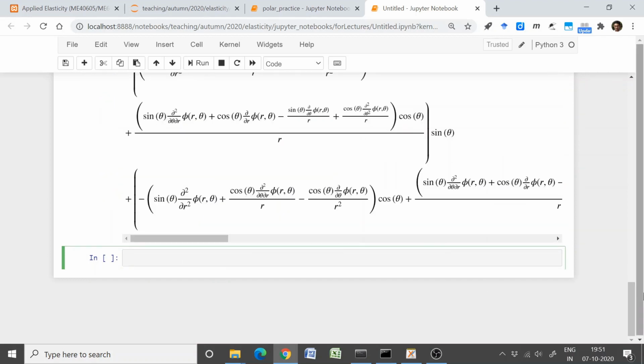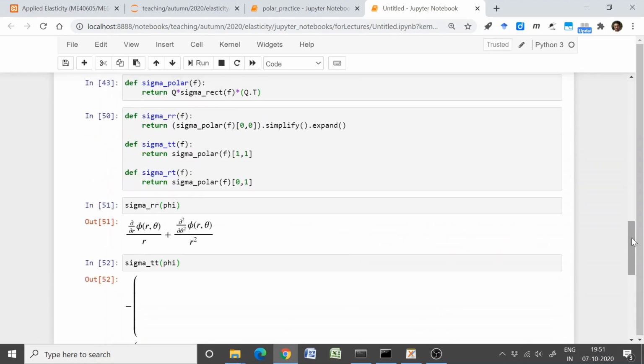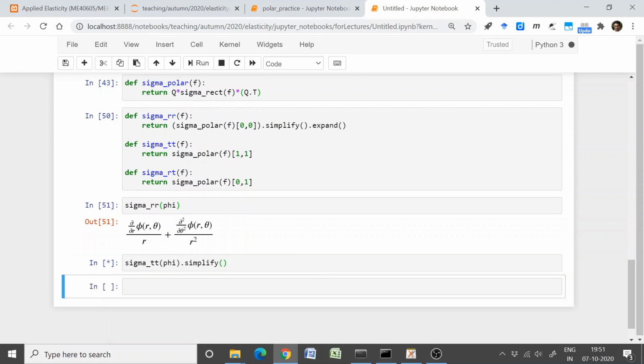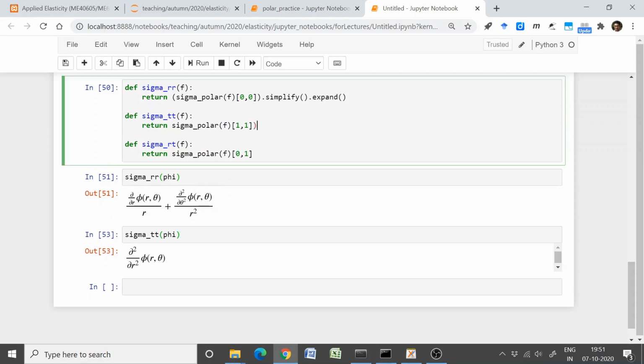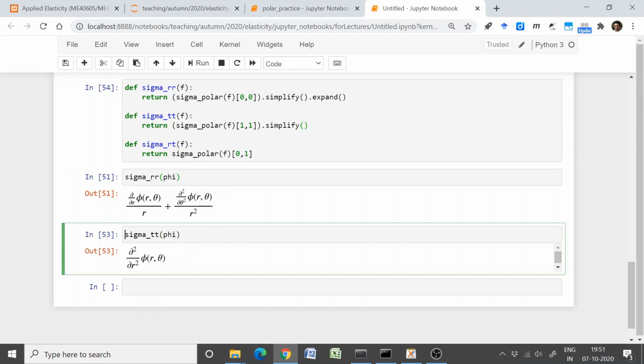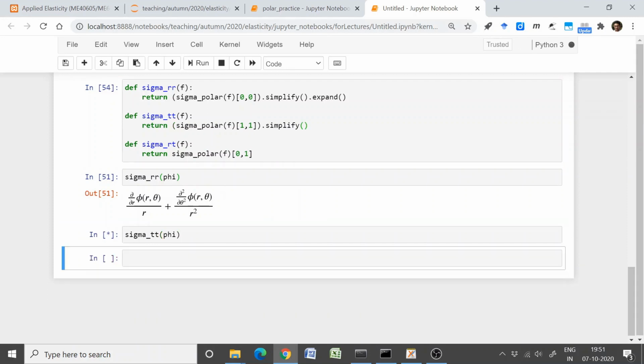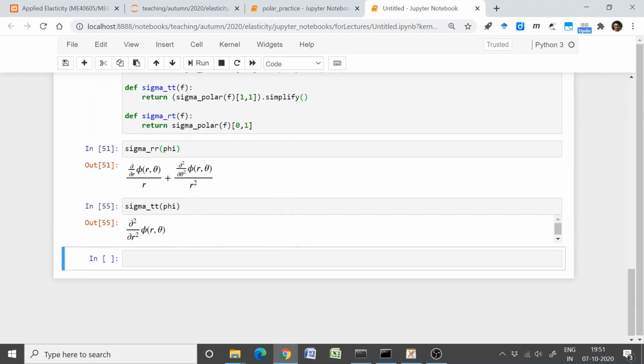And again, you see it's such a huge expression, but probably if we simplify this, it will give us a much shorter expression. Let's do that. And as you can see, it's good. And because there's just one term here, we don't even have to expand it out. So we can just copy this simplify command from here and embed it in the function definition for sigma theta theta itself. Okay, done. And now if you come back here and re-implement it, it should give us the nice simplified expression directly, which it does.